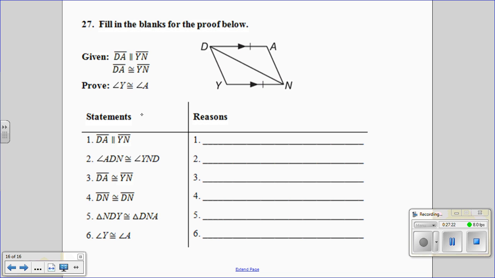Alrighty, it says given segment DA is parallel with segment YN, and that is illustrated by the arrows for us already, so we don't have to mark that. Then it also says that segment DA is congruent to segment YN, which is also marked by the tallies. So again, we don't have to mark it. They did it for us. We're going to prove that angle Y is congruent with angle A. First statement is segment DA is parallel with segment YN. Again, that was given information.